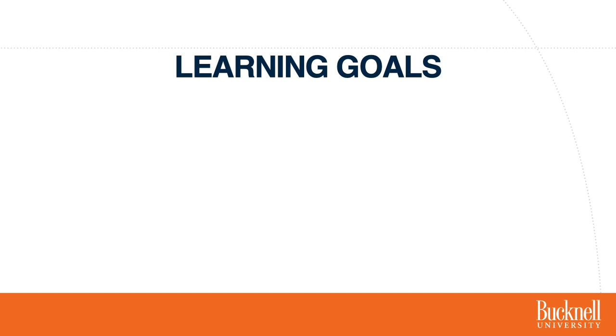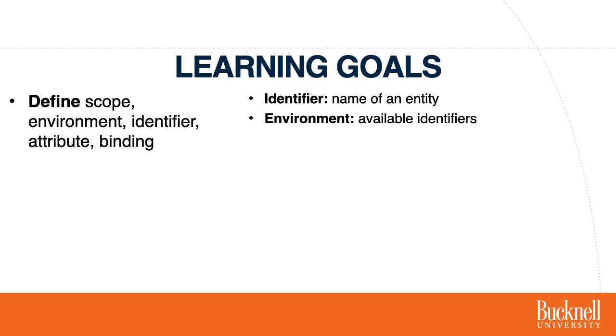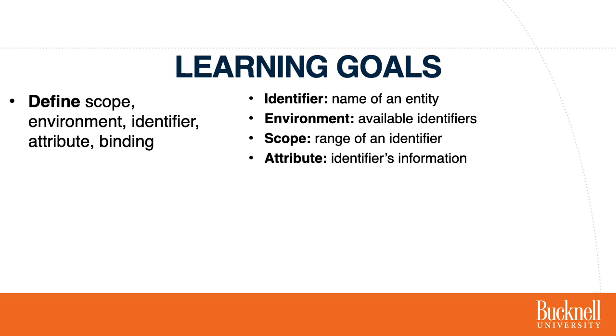All right, to sum up, we wanted to learn to define scope, environment, identifier, attribute, and binding. An identifier is the name of an entity in a program. The environment is the available identifiers in a particular part of the program. The scope is the range of an identifier. Attribute is the information associated with an identifier, such as type. Binding is the identifier-attribute association.